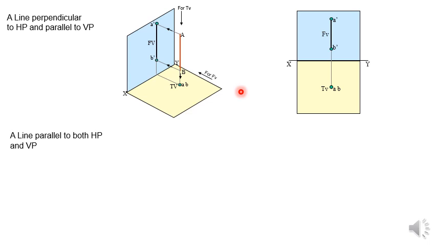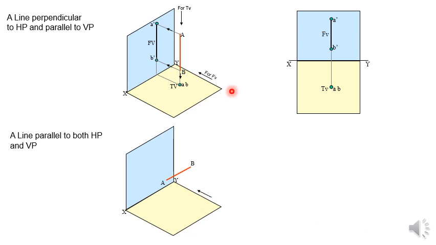Similarly, now take another example, a line parallel to both HP and VP. This is the case where the line is parallel to both HP and VP. Now this is a line AB which is parallel to both HP and VP. Now what is the meaning of parallel? Parallel means all points are at equal distance from VP. If all points are at equal distance from VP, then that line is parallel to VP. Similarly, if all points of AB are at equal distance from HP, then it is parallel to HP. Similarly here, you can see that both points A and B are at the same distance from VP. That's why this line is parallel to VP.